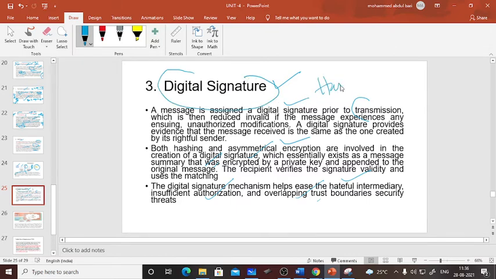Hashing code is used, and asymmetric encryption. Both are used in this. Okay, the diagram is here.